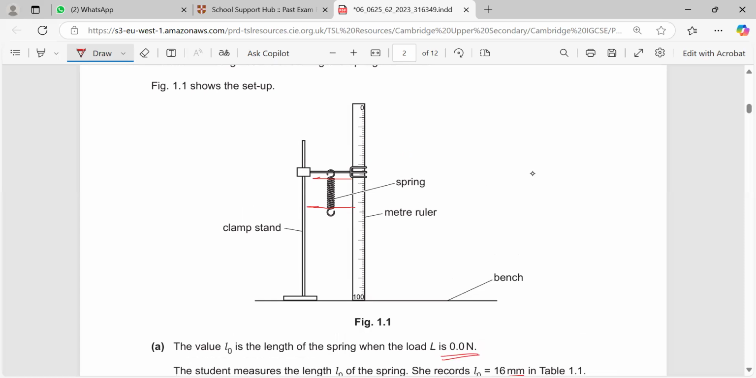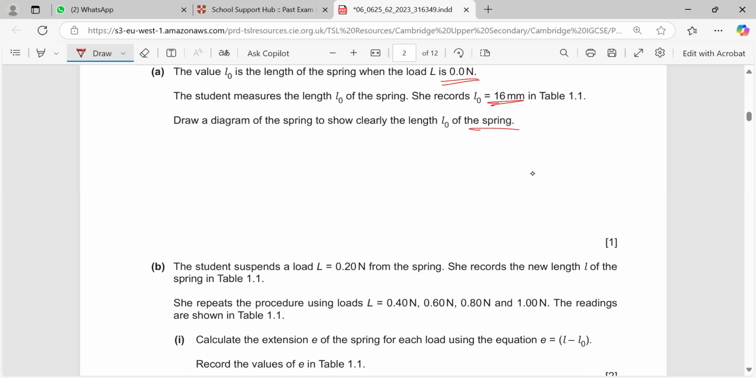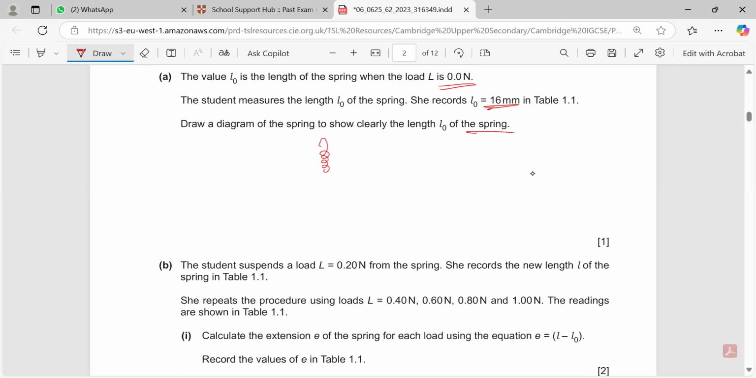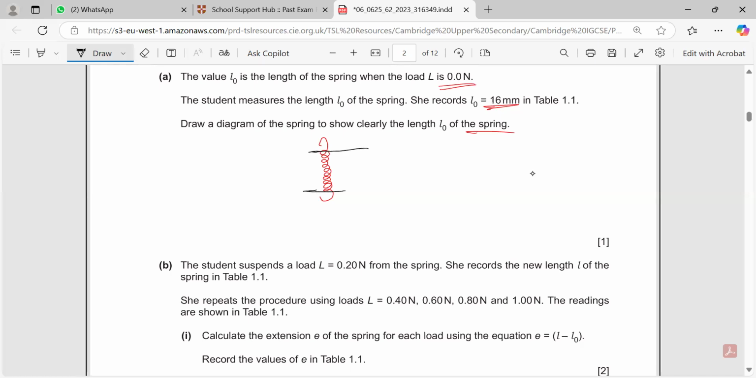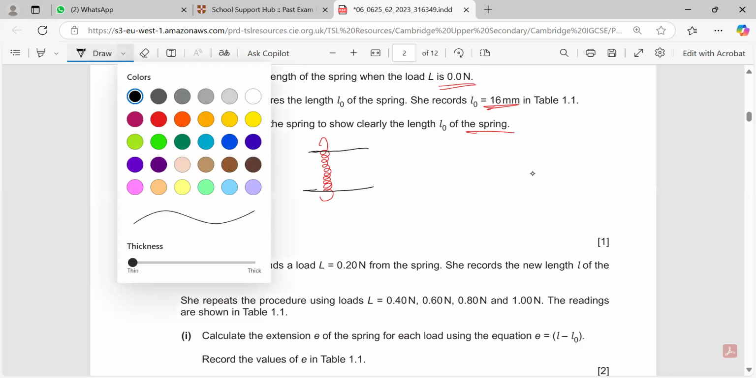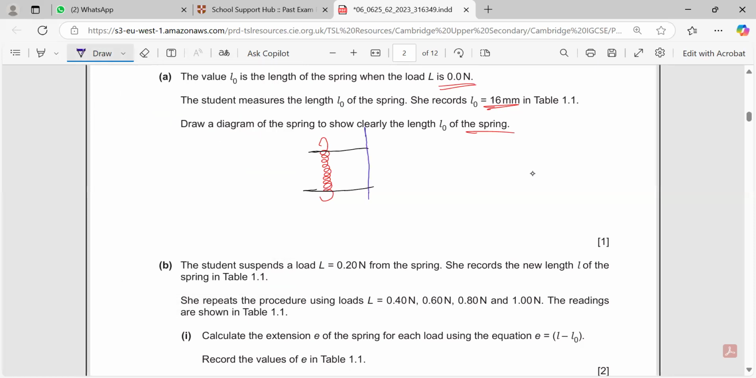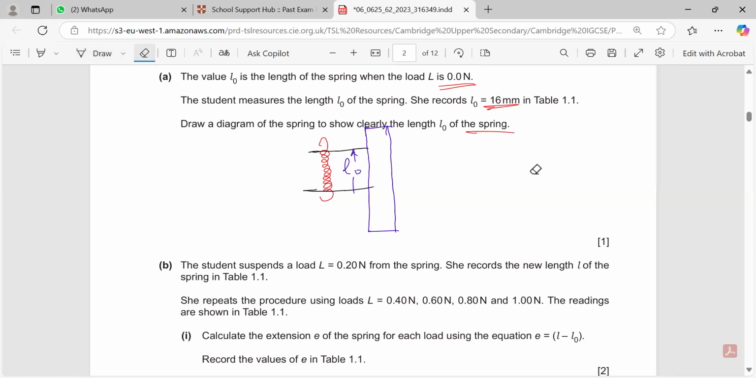Now see, if you want me to draw it here, that is the hook. Then to show it clearly, from the arc, you can even show a meter rule very close to it, which is vertically upright. So this will be the length L0. Like this you can share it. Okay, the hook's length will not be marked.